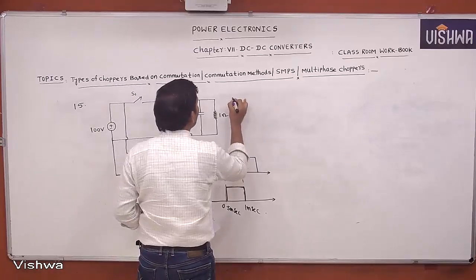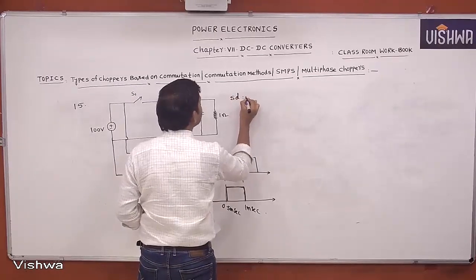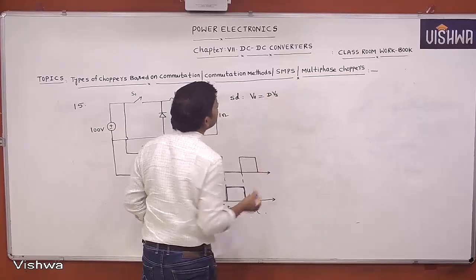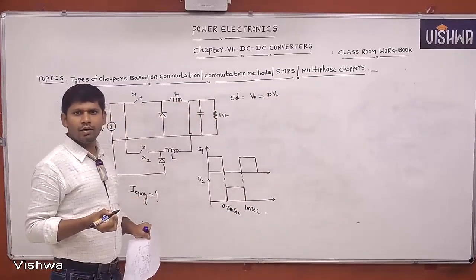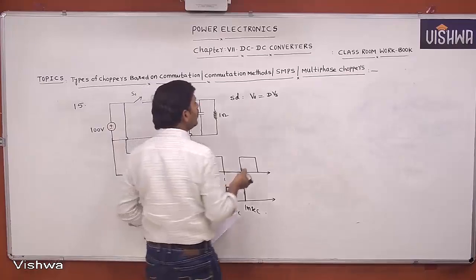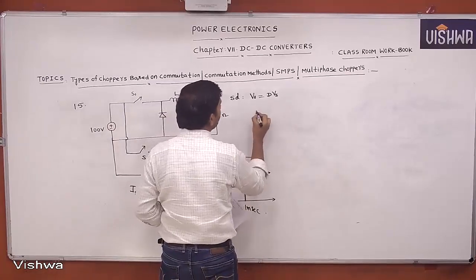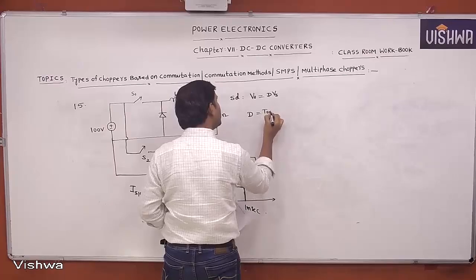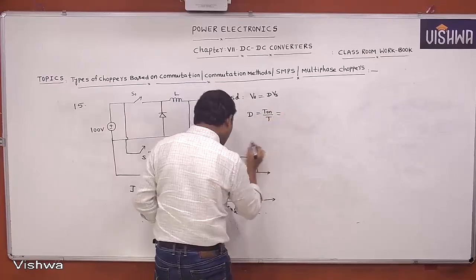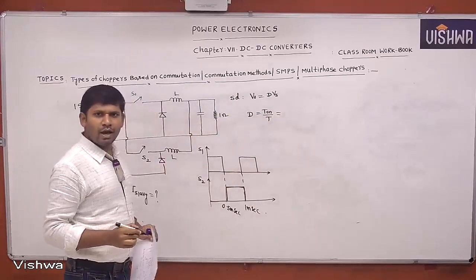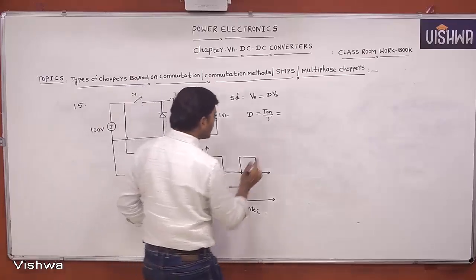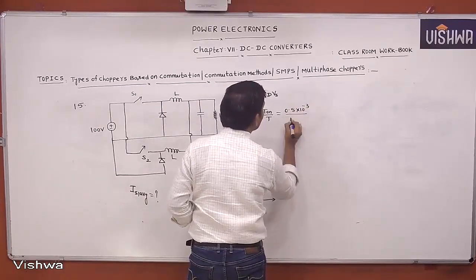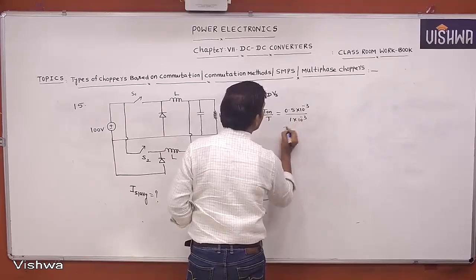Then first I want to calculate what is V0. What is V0 equal to? dVs. V0 equal to dVs. If V0 equals dVs, tell me, then what is the duty cycle? To calculate the duty cycle, you apply on time by total time period. For this, you take the switching instance. What is the on time? It is given 0.5 milliseconds. By total time period is 1 millisecond. Then how much you get?